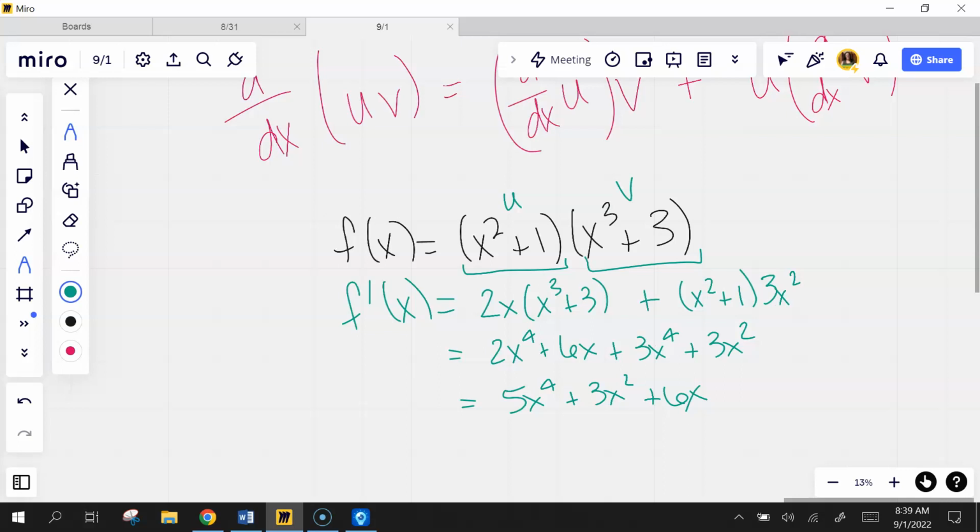Save the hardest one for last. Tonight we'll probably just practice. Tomorrow we'll start using them to write equations of tangent lines and stuff. Tonight we'll just practice with the rules.